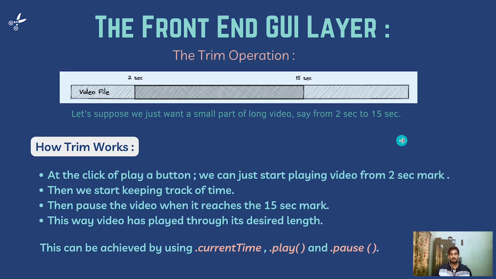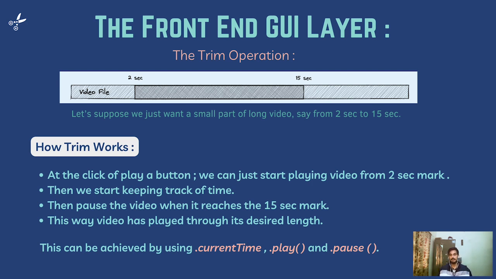One of the most basic operations performed in the editor is trimming a file. Let's say you have a video file 30 seconds long and you want to trim it and only keep the middle section from 2 seconds to 15 seconds. How can we go about doing this? When the user makes the change, we keep track that the user trimmed the file from 2 seconds to 15 seconds. And whenever we are required to play that file, we start playing from the 2-second mark, and then we start keeping track of time.